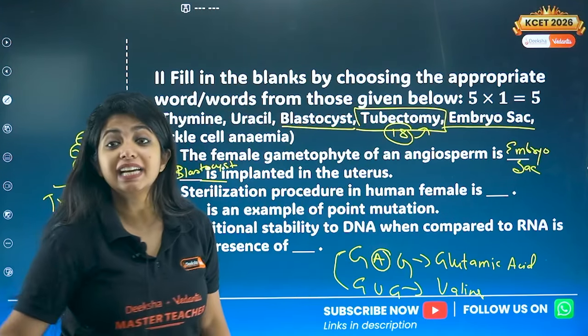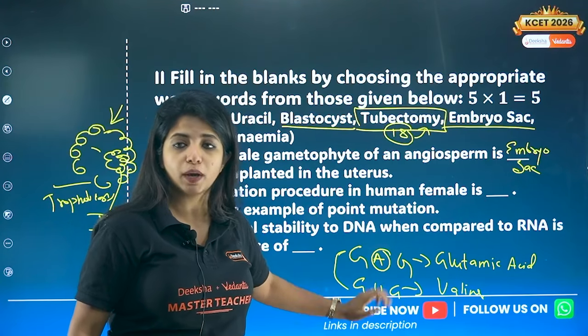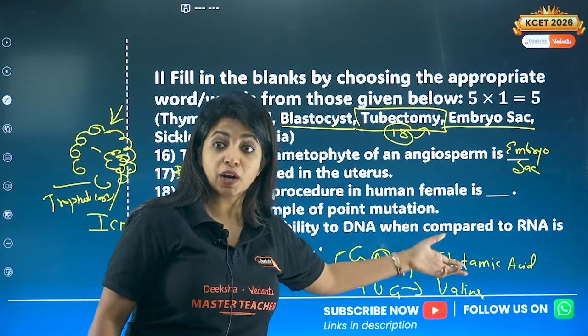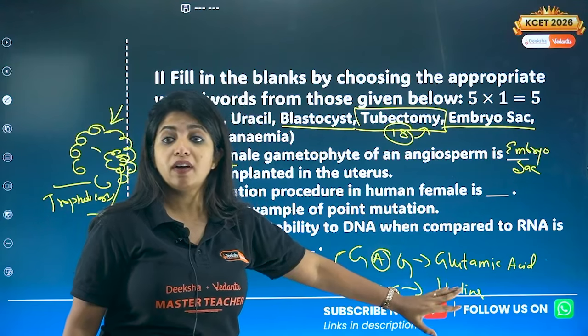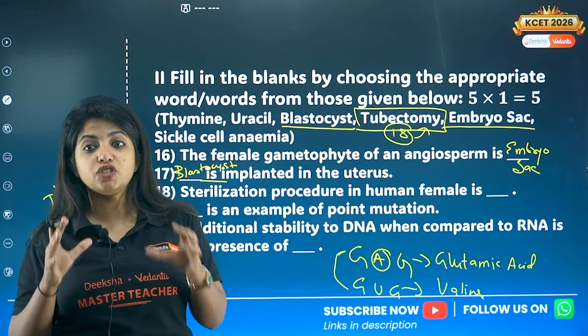This is an example of sickle cell anemia. A comes before U, so always remember A was there and it was replaced by U. G comes before V, so G was there, glutamic acid was there, and it is replaced by valine. And it is going to hamper the structure of the beta hemoglobin chain.